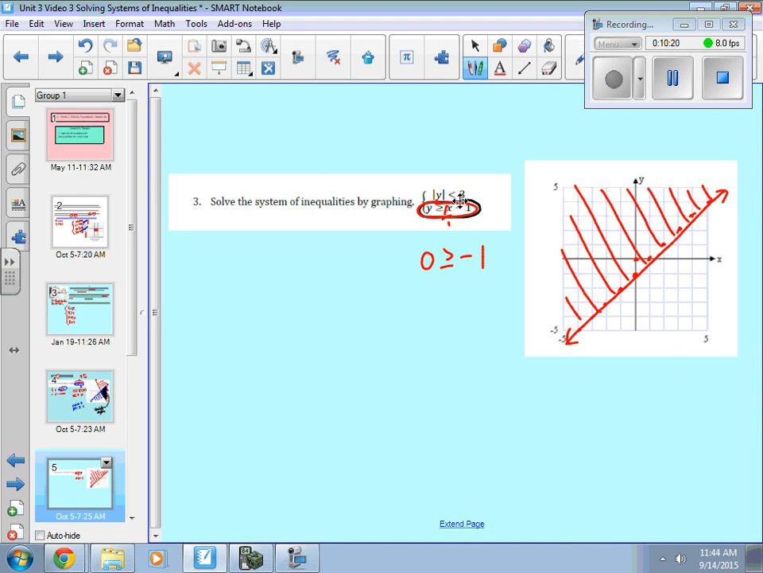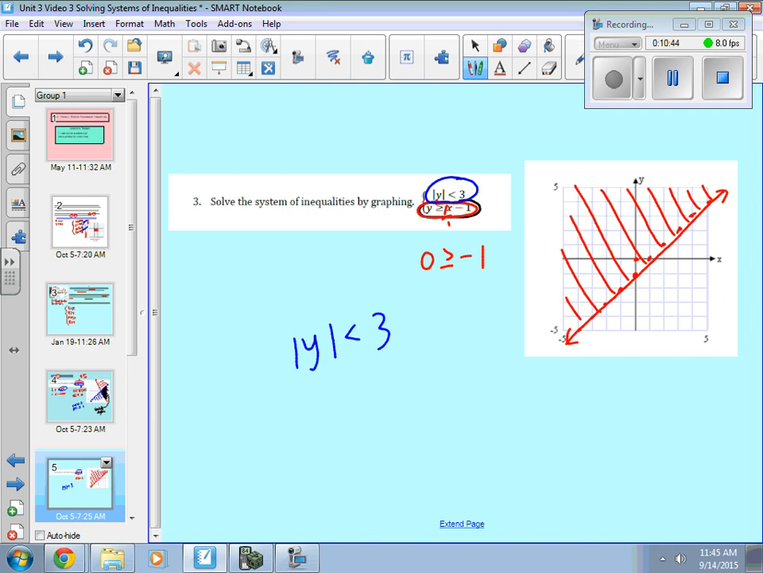Okay, now we got to graph this other one, and the other one's a little bit harder. We haven't maybe graphed one like this before. What does this line look like? Well, we just got done a few chapters ago looking at absolute value. Absolute value means the distance from 0. So we want all the points that are less than 3 away from 0.